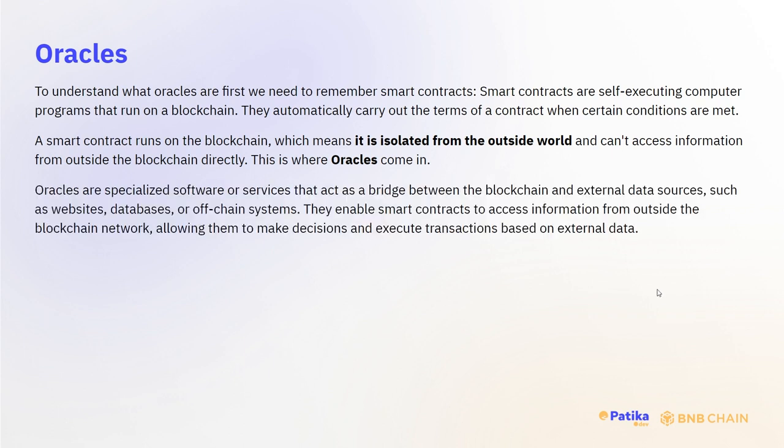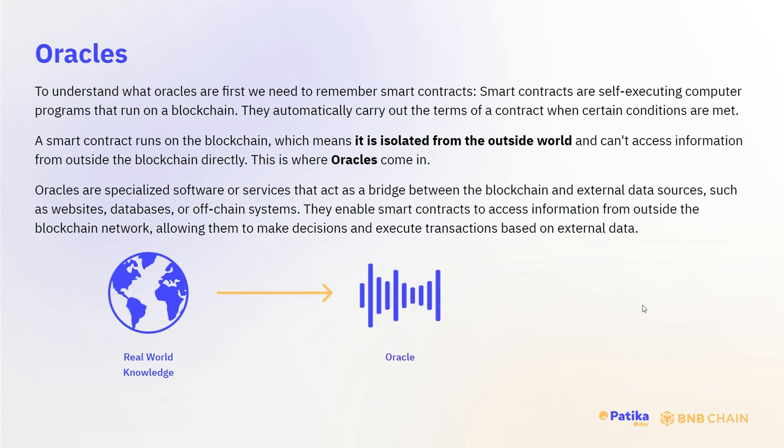Oracles are specialized software or services that act as a bridge between the blockchain and external data sources, such as websites, databases, or off-chain systems. They enable smart contracts to access information from outside the blockchain network, and they allow them to make decisions and execute transactions based on external data. In this regard, we have some real-world knowledge that cannot be accessed from a smart contract. And to be able to have this connection between the smart contract and real-world knowledge, we need to use oracles. And they will provide us a connection between the smart contract and real-world knowledge.